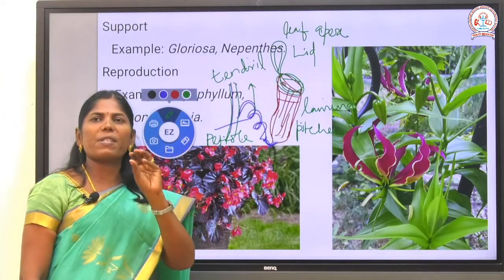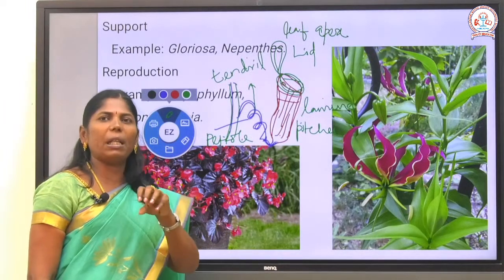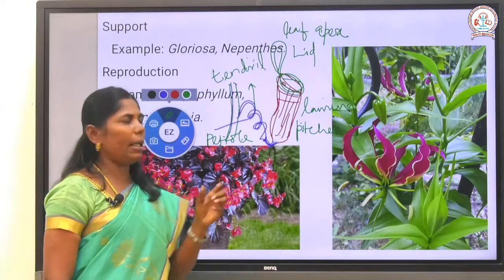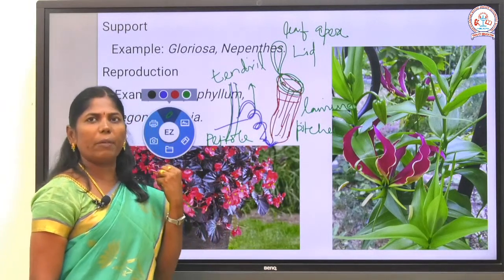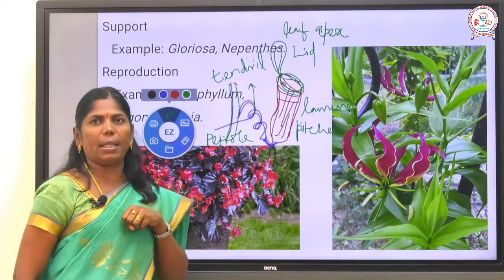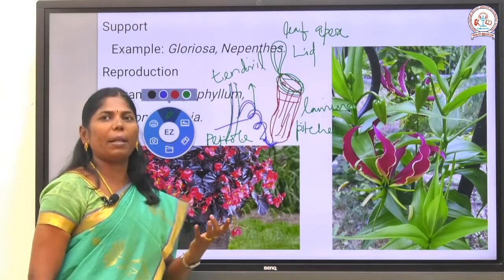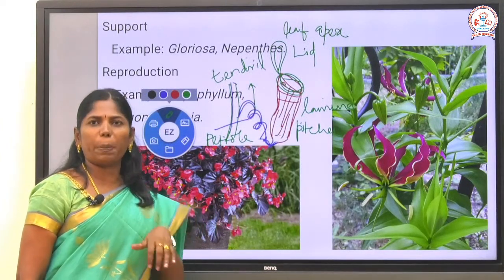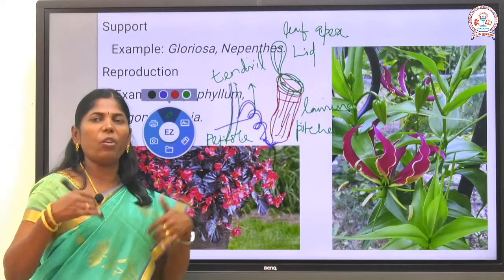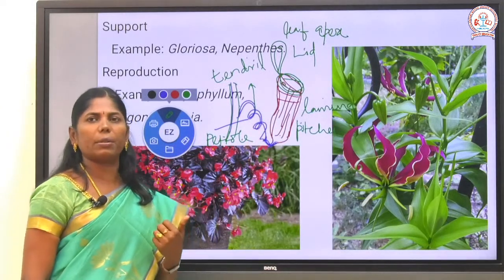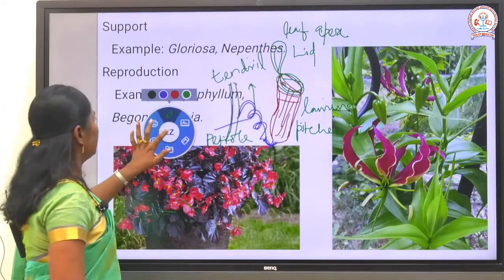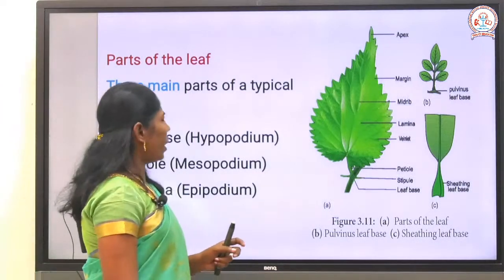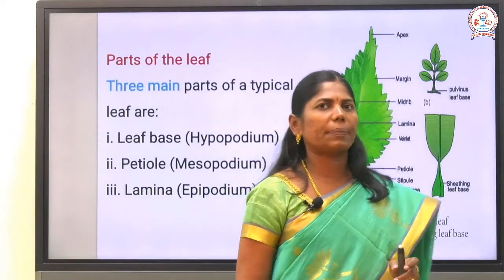The pitcher consists of some liquid, so with the help of the liquid they kill the insects, and the protein in them is absorbed. So to correct their nitrogen deficiency and protein deficiency, they are modified with this kind of structure. The modifications are for their own protection and to fulfill their needs. Okay? So the remaining we will see in tomorrow's class.